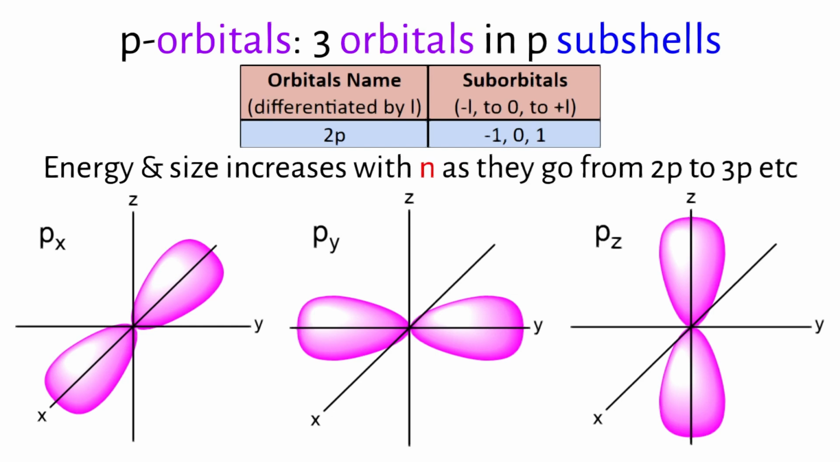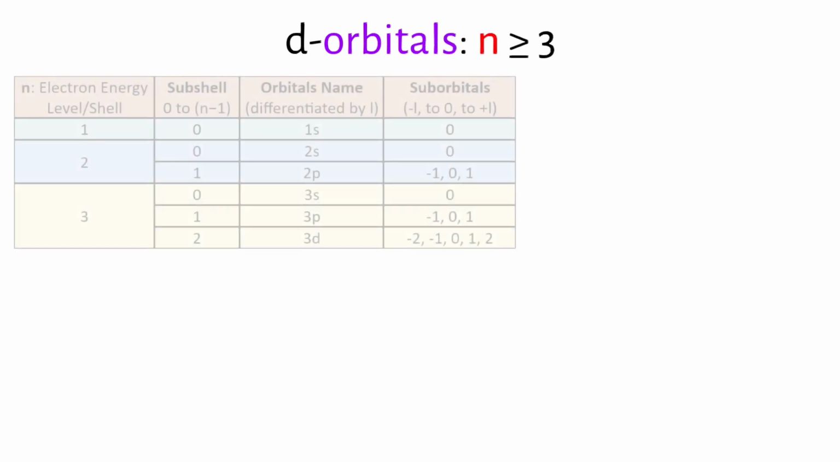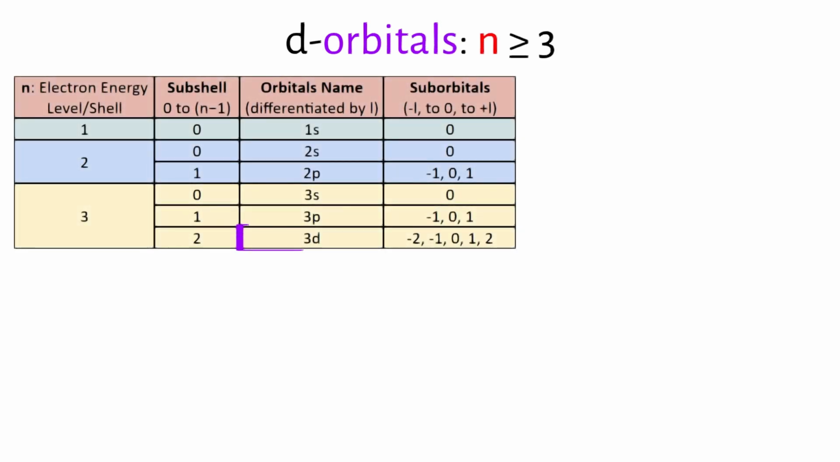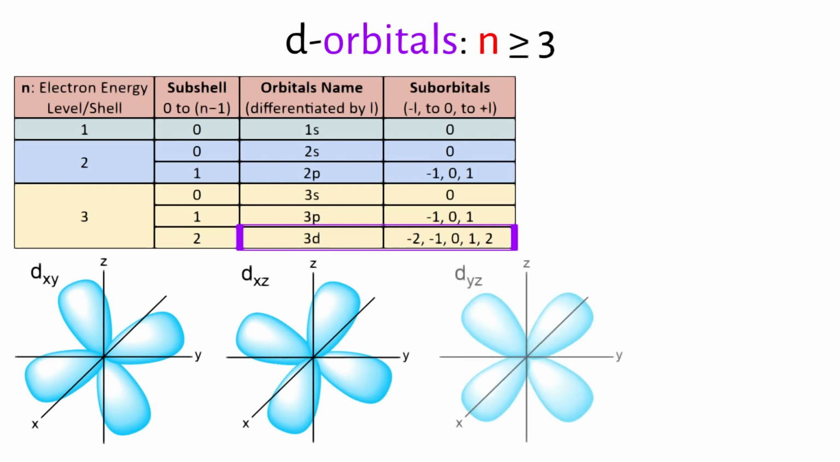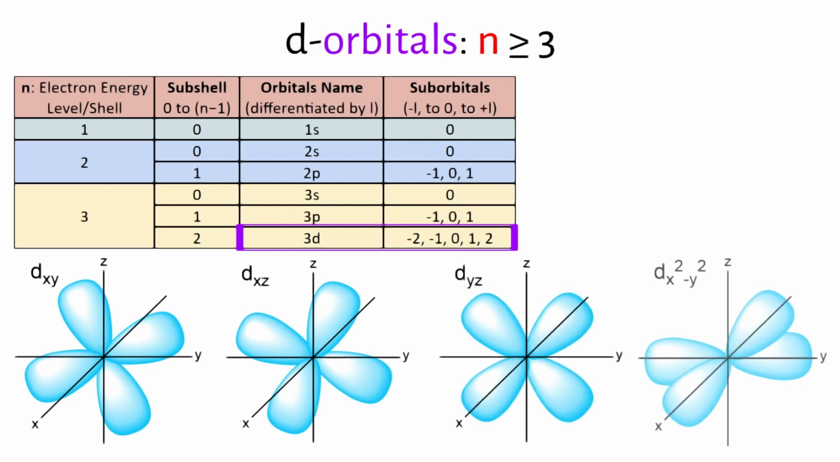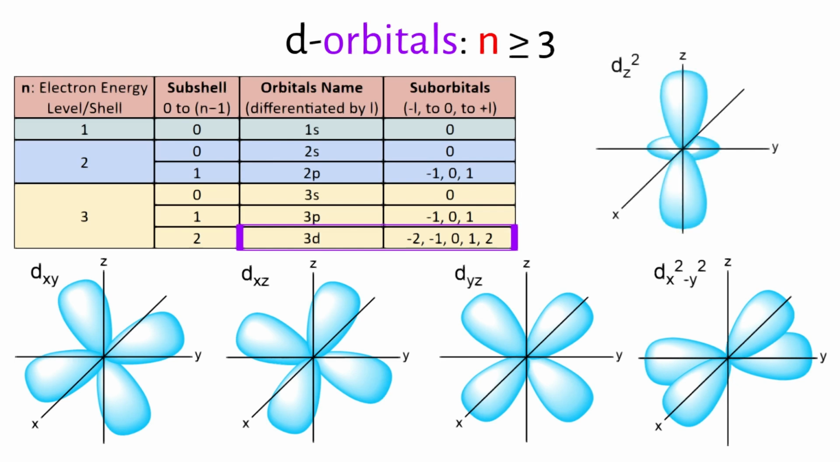and so on. Next are the d orbitals, present when n is greater than or equal to 3. There are 5 d orbitals corresponding to the -2, -1, 0, +1, +2 potential values of m sub L. 4 of these d orbitals have a cloverleaf pattern and are labeled as d sub xy, d sub xz, d sub yz, and d sub x squared minus y squared, corresponding to the planes in which they lie. The last, d sub z squared, has a unique dumbbell shape with a donut ring around the center. Even though it might look different, it still has the same energy as the other d orbitals.